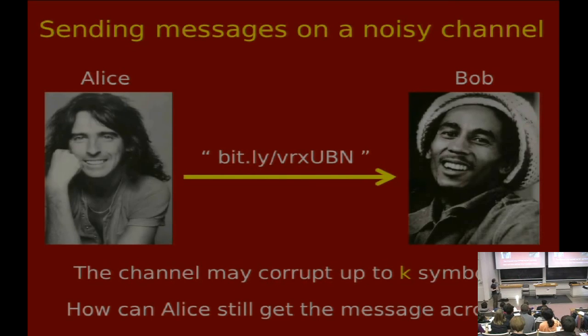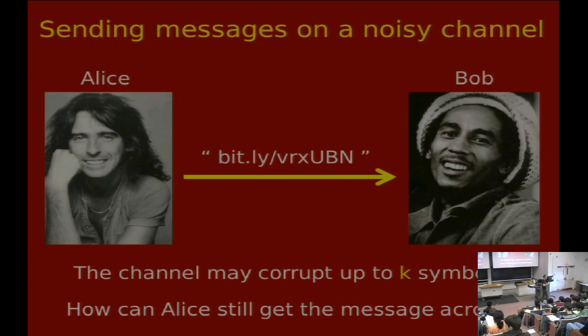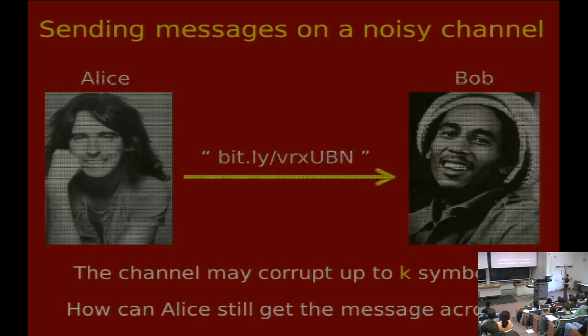So how can Alice still get the message across? That's the fundamental question of error correcting codes. It's also relevant if you're trying to store data on a potentially faulty hard disk: how can you store it in some sort of redundant way so that corruptions still allow you to recover the data?